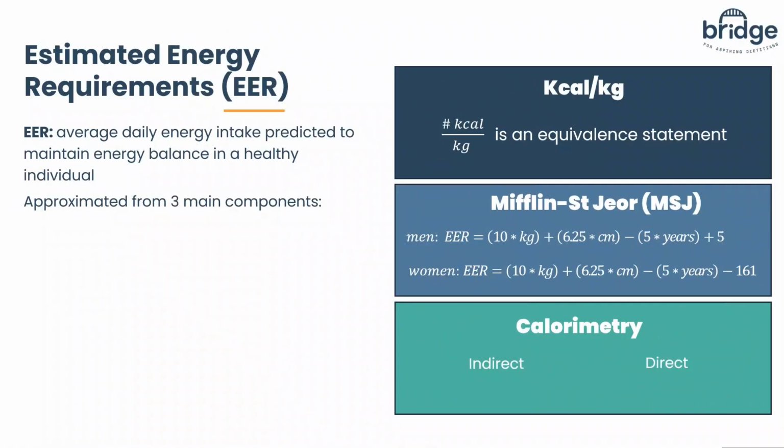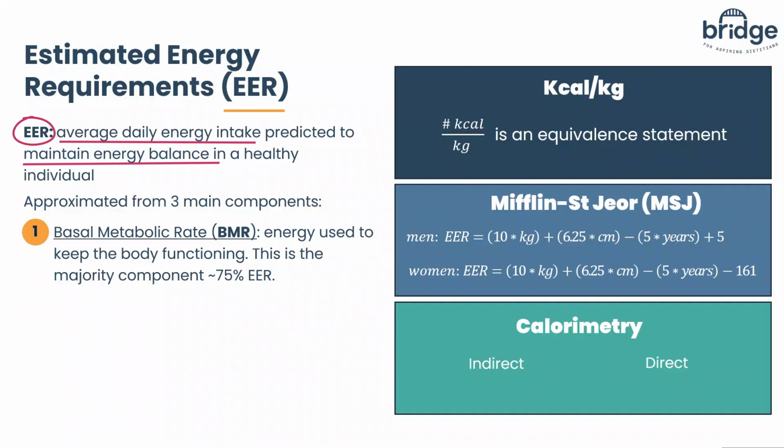The Estimated Energy Requirement, or EER, is the average number of calories someone needs each day to maintain their current body weight. I've also seen it called TDEE, or Total Daily Energy Expenditure. Essentially, it's based on the idea of energy balance, or how much energy is consumed versus how much is used. And there are three components that make up total energy expenditure.